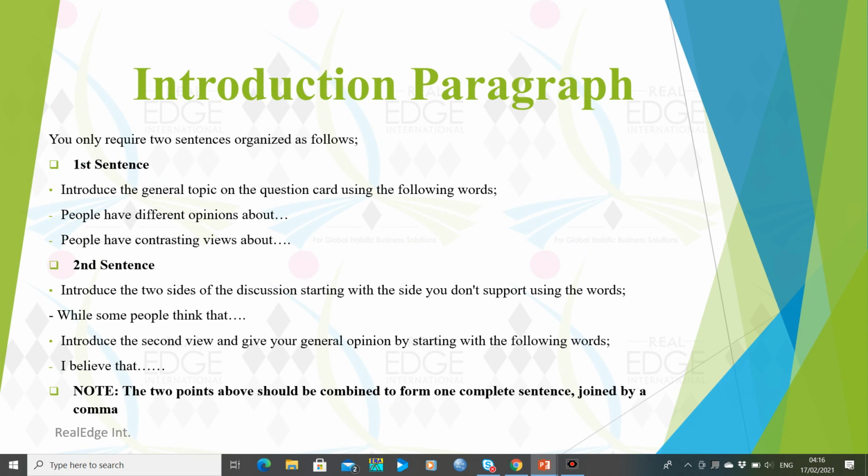How do you write your introduction paragraph? You only require 2 sentences which should be organized as follows. Sentence number 1, introduce the general topic on the question card. You may decide to use the following words: People have different opinions about XYZ, or you may say people have contrasting views about XYZ.